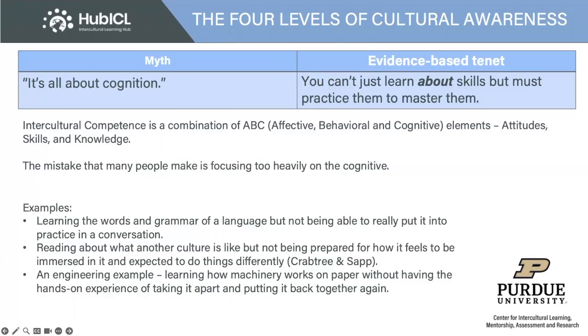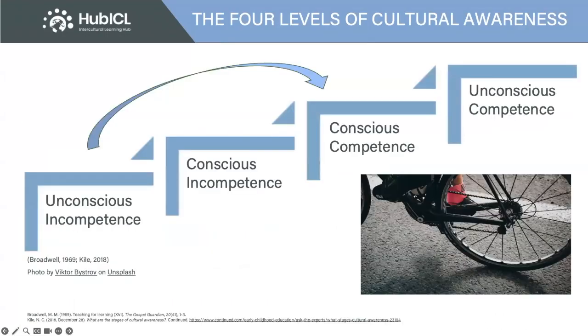Reading about what another culture is like, but not being prepared for how it truly feels to be immersed in that culture and expected to adapt and do things differently within that culture. And then an engineering example could be learning how machinery works on paper and in textbooks with class content without having the hands-on experience of taking it apart and putting it back together again. Relying too heavily on that cognitive domain, knowledge as opposed to skill, results in trying, usually unsuccessfully, to skip the second step in the model.